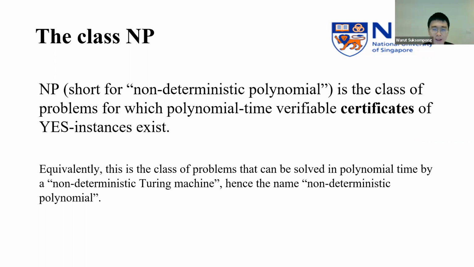Now, why the name non-deterministic? There's an equivalent definition of NP, which is the class of problems that can be solved in polytime by what's known as a non-deterministic Turing machine, and that's where the name comes from. But that's not so important. What's important is that the main definition is this class of problems for which there are certificates that allow you to verify in polynomial time that the instance is a yes instance.